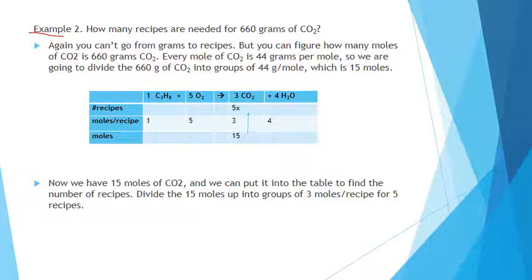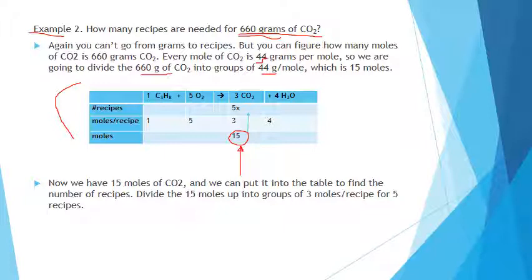All right, example number 2. How many recipes are needed to make 660 grams of carbon dioxide? Again, the table is in moles and recipes. So you have grams, and what you've got to do is figure out how many moles of carbon dioxide. You know the molar mass is 44 grams per mole. So you have 660 grams, and we divide the 660 into groups of 44.